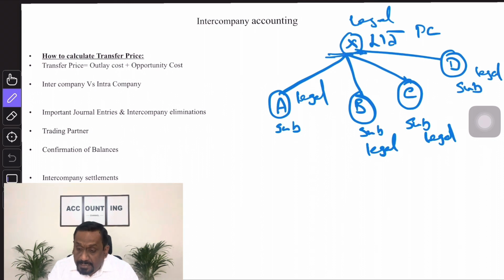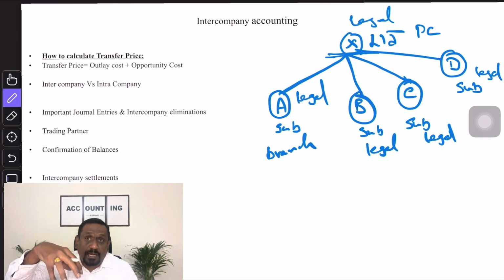Suppose X Limited did not create legal entities. It created some branches, for example. A is a branch, B is a branch, C is a branch, D is a branch. It is not a legal entity. X Limited just created different branches. The transactions that happen between X Limited and its branches are intra-company transactions. Got it? Because these branches will come under one legal entity.